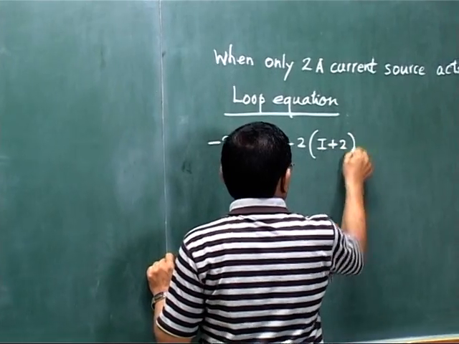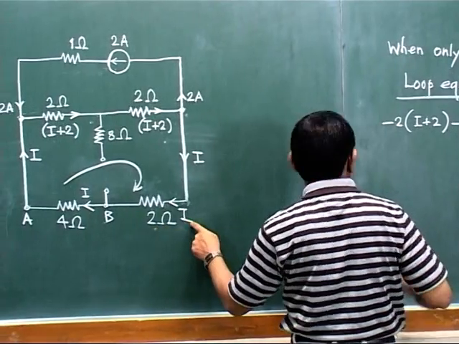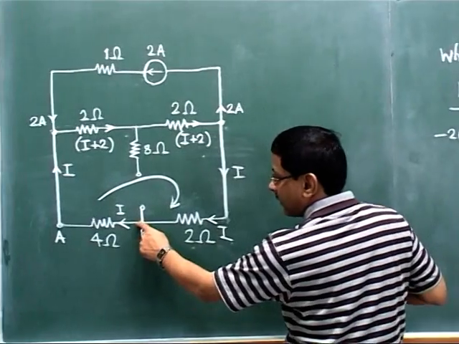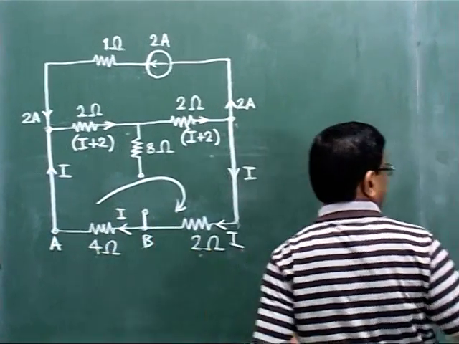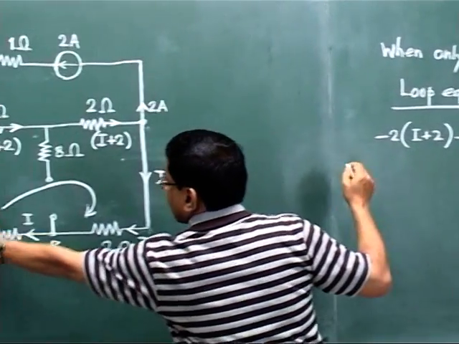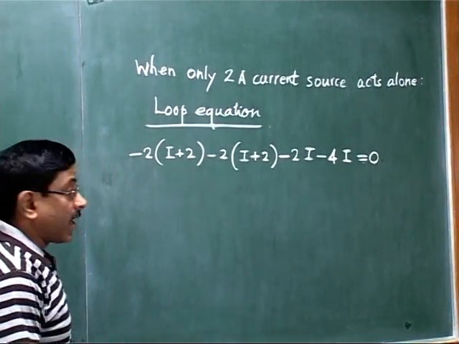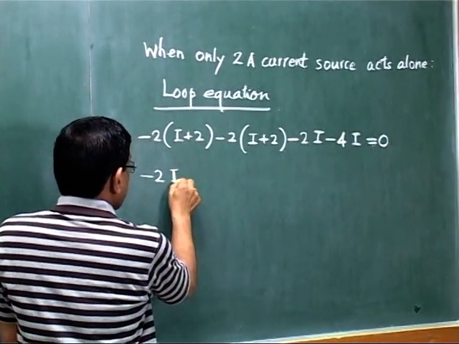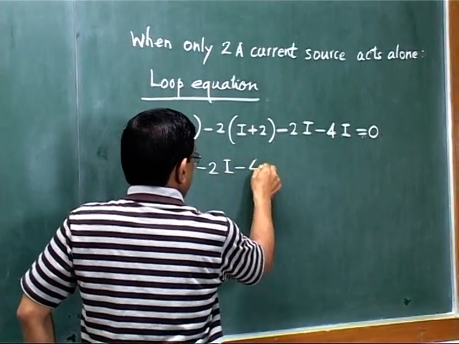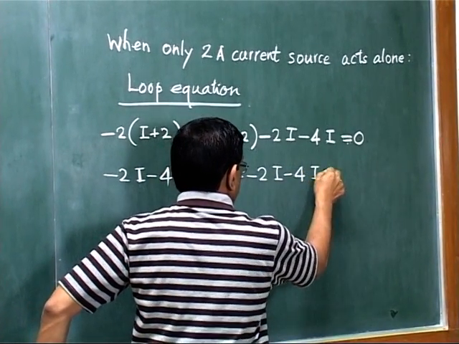Okay. Now we reach here. Now we come down, no component. Then here to here, it will be minus 2I. Then we reach point B, and from point B onwards here, it will be minus 4I. So minus 4I. And then we reach the original point. So this will be equal to 0. So we just simplify it. So minus 2I, minus 4, minus 2I, minus 4, minus 2I, minus 4I equal to 0.